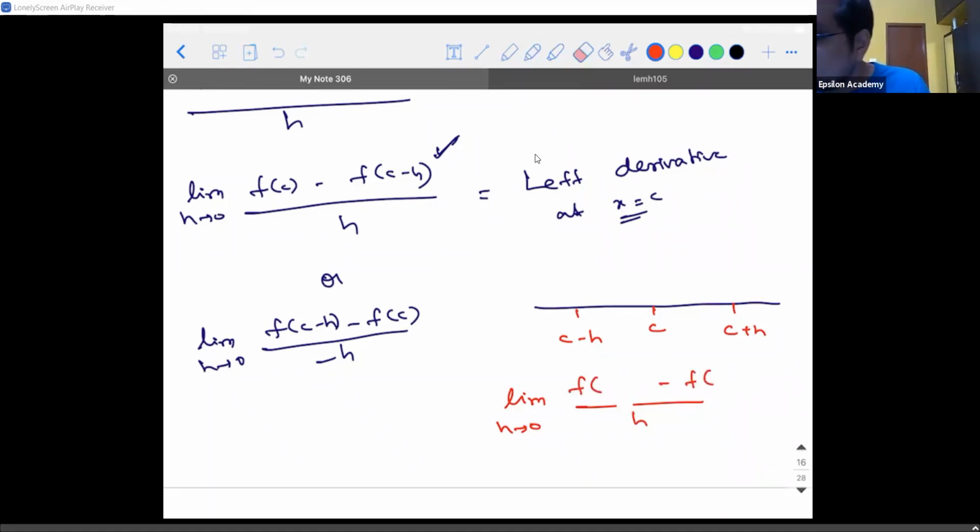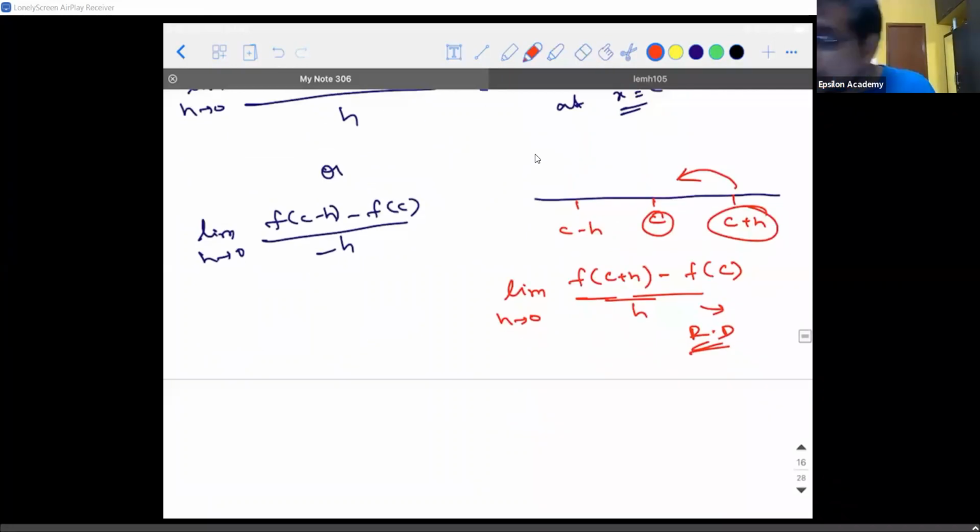Okay. So whatever is before that minus should be the right side value, f of c plus h, and whatever is after the minus should be the left value. Then what is this derivative called? Since you are approaching the point from the right hand side, this is called the right derivative.